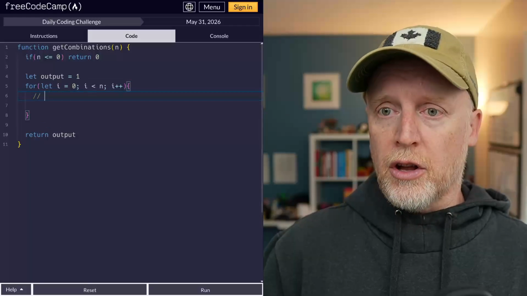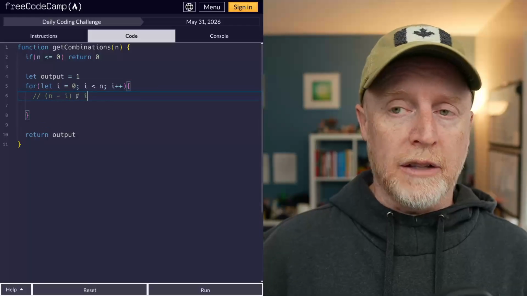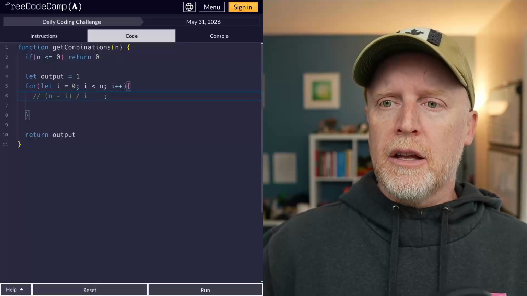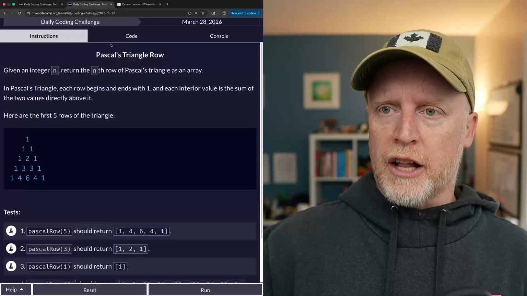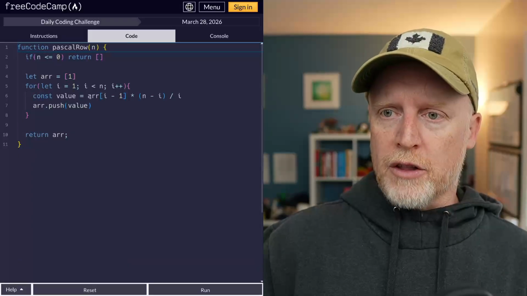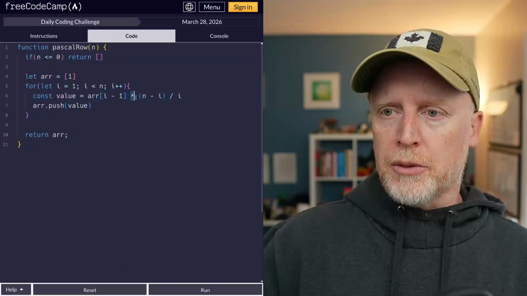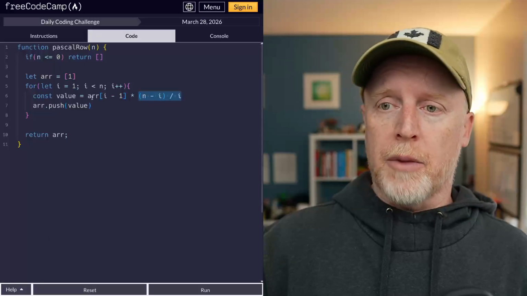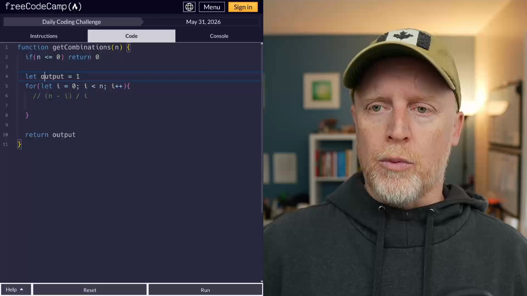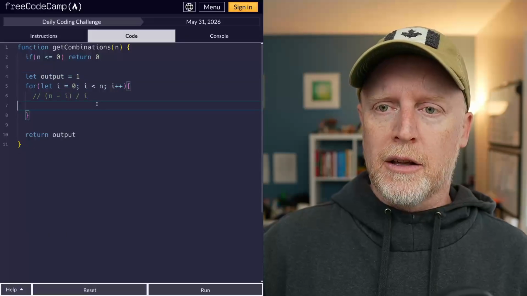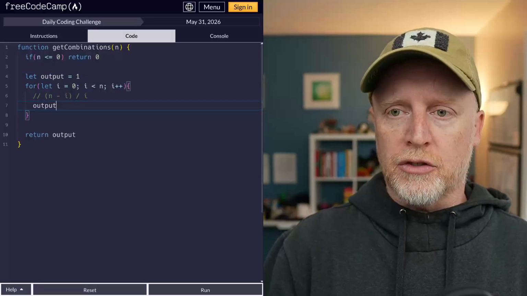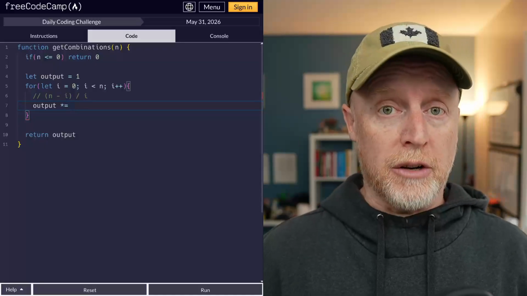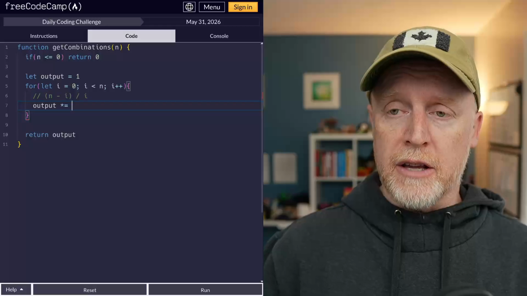And just to help us along, I did copy and paste this so that we can see that bit of magic happen, okay? Now again, with our original challenge, we got the previous value and multiplied it by this fraction, right? Well, here we only have the one value because it's a number. So we can actually simplify that a little bit and just go output times equals, just like this, our fraction, which will be very, very similar.